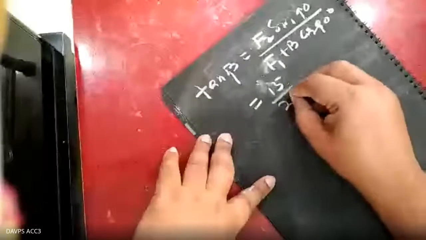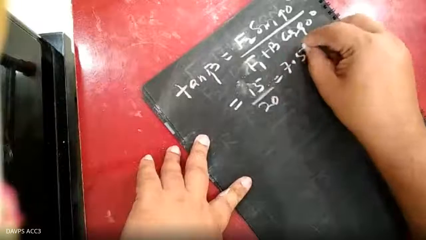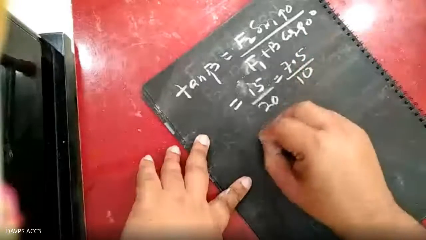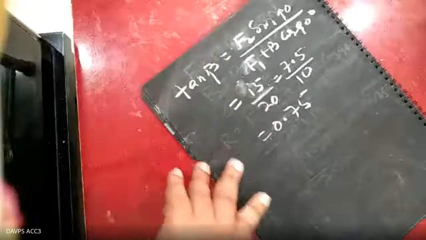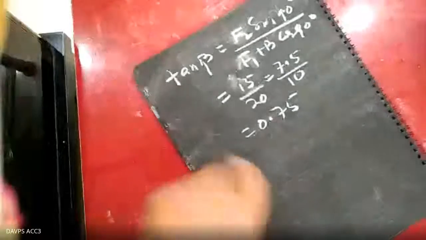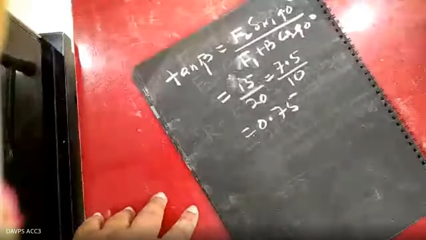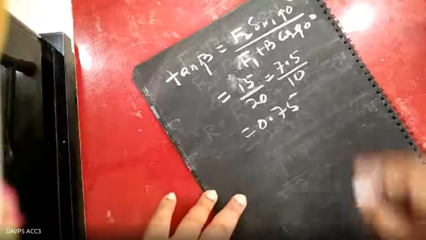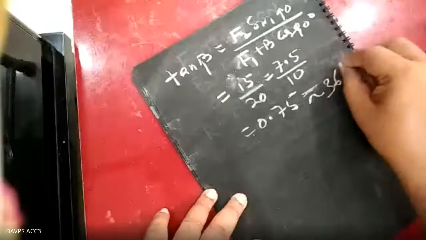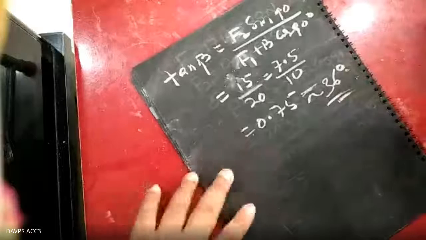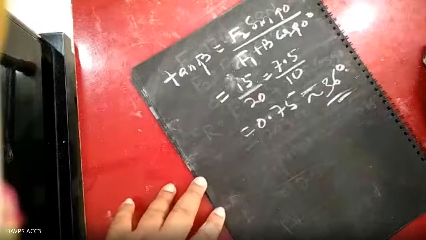15 by 20 means you are getting 7.5 by 10. So you are finding 0.75, and you divide it by 1.746 into 10 to the power minus 2. Immediately divide it, you get the value. And Prabhanshi told 36 degree. The answer will be nearly about 36, approximately 36 degrees. And 52 minutes you will be getting, if not dividing exactly.